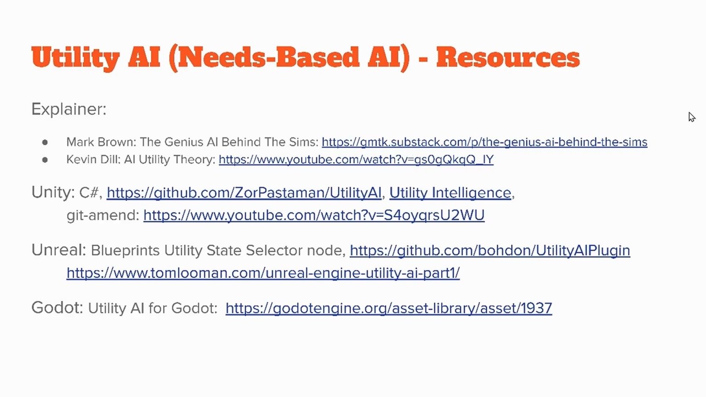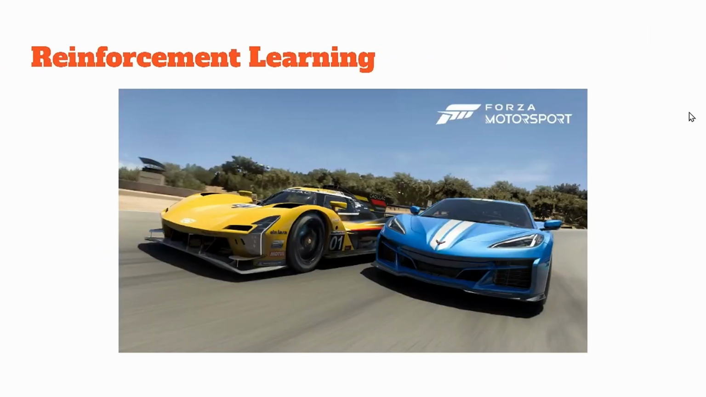So the next form of AI, probably not quite so easily in reach of indie devs, but it's good to be aware. And this is probably something that's more to Julian's interest here, and that is reinforcement learning, or racing games in particular use this a lot.